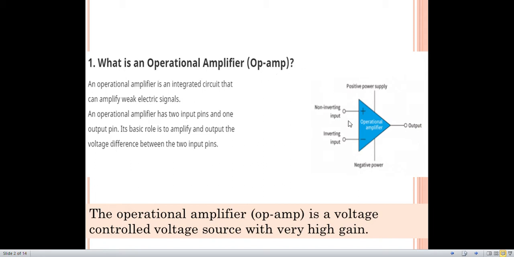It consists of two input pins. These are the two input pins and there is one output pin. The major role of operational amplifier is to amplify the input signal and output the voltage difference between these two input pins. Now we'll discuss the various terminals of this operational amplifier.